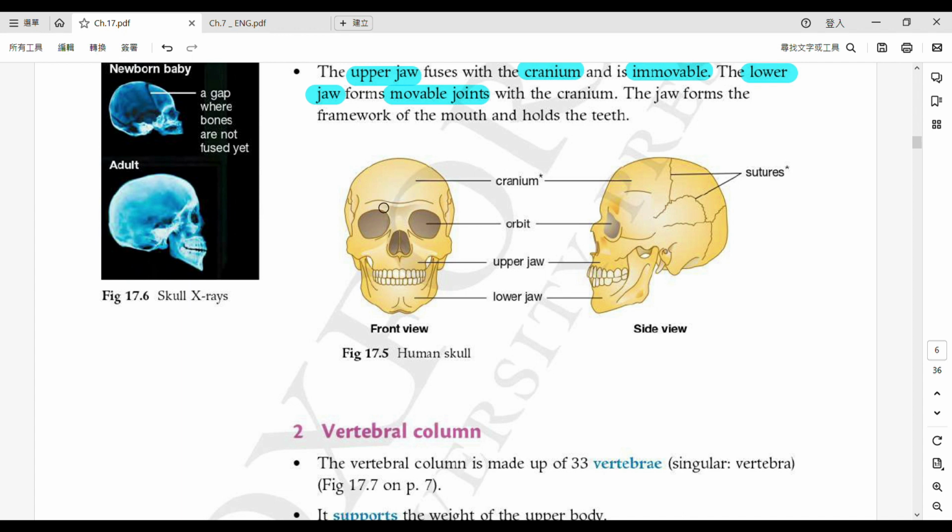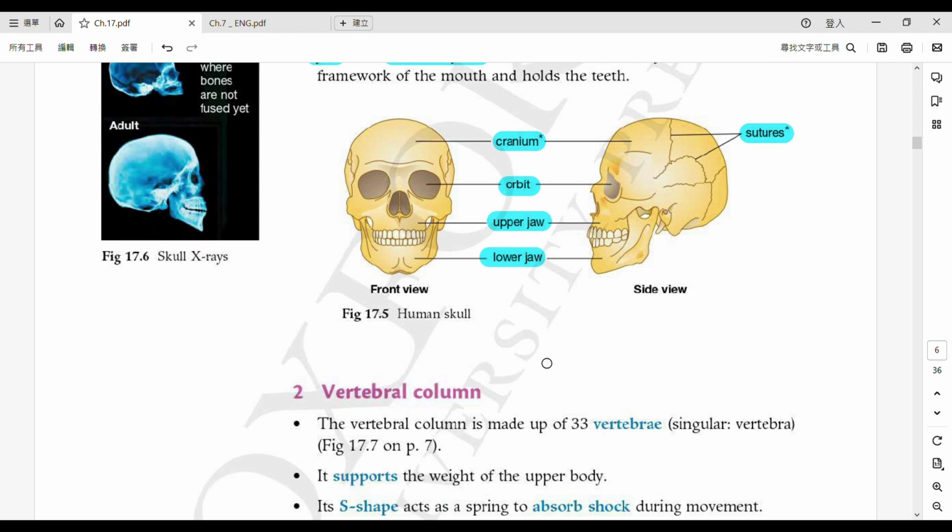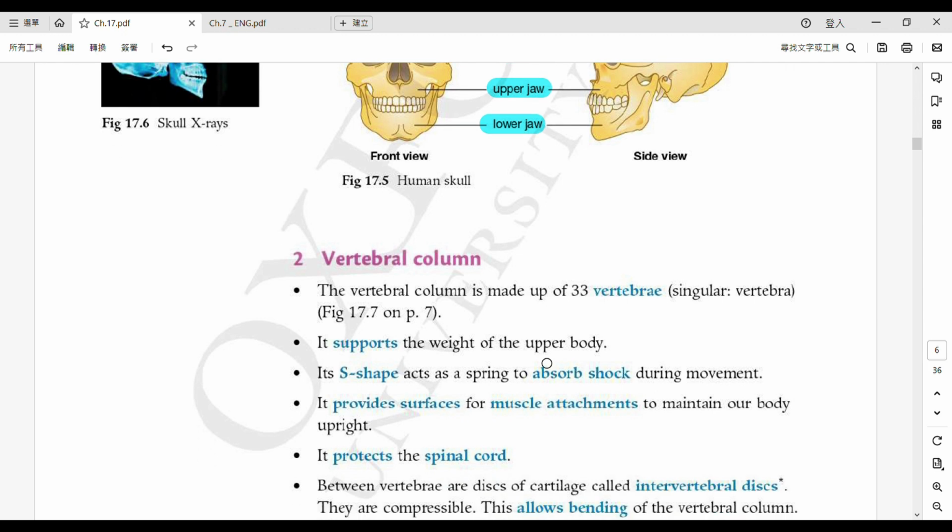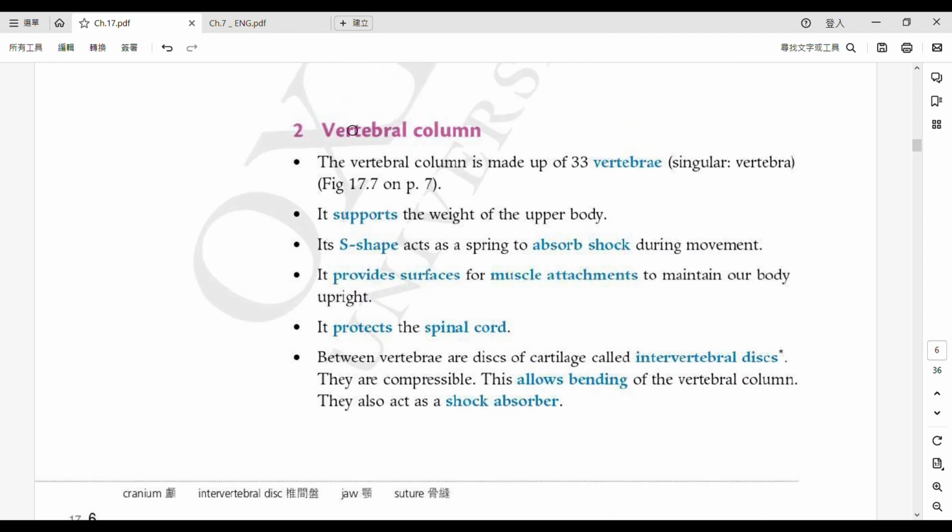As you can see, this whole part is called the cranium. Cranium is made up of 8 bones. And there are these areas, or gaps, which will be fused together when we become adults. These areas, we call the sutures. This one is the orbit holding our eyes. Alright, we have our upper jaw and lower jaw.